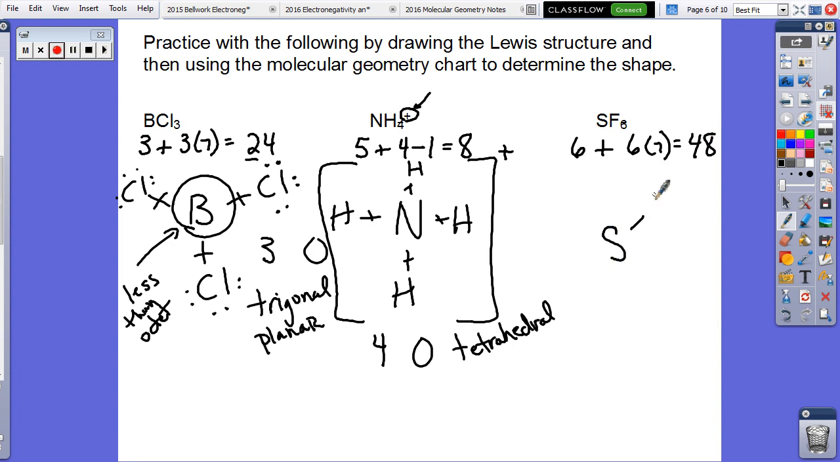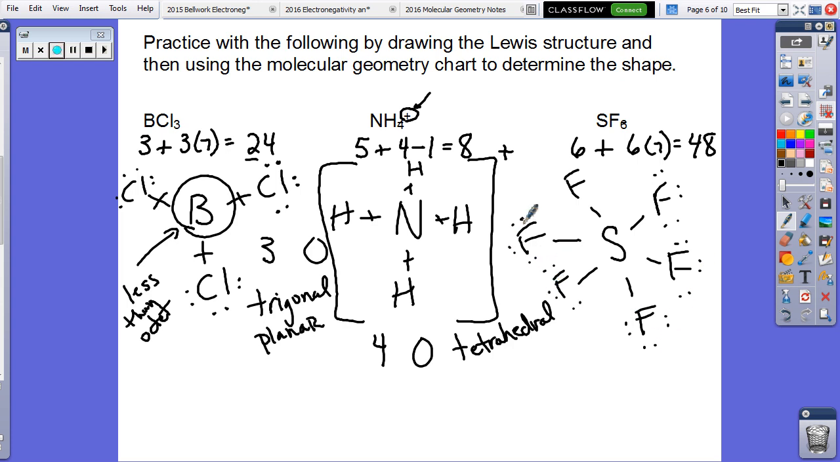Sulfur needs to be in the middle. And then I'm going to draw my fluorines attached to it. Okay, and I'm going to make sure everything has an octet. Okay, and in my picture, I have 48 electrons drawn, so I've used all my electrons. It may bother you a little bit that sulfur has more than 8 electrons, but remember that there are certain elements that atoms can hold more than 8. It's called an expanded octet.